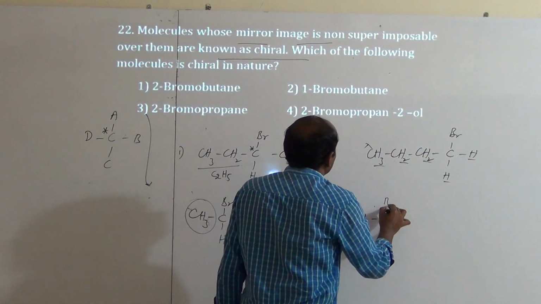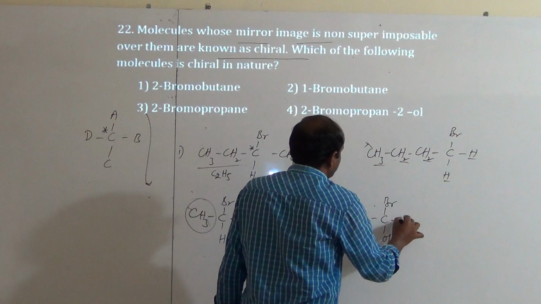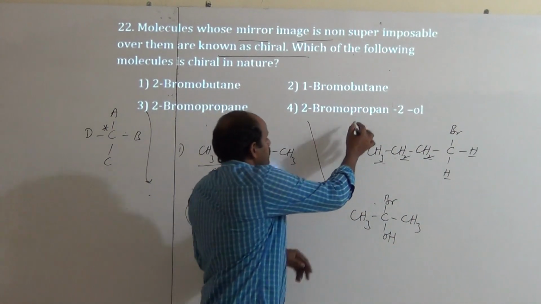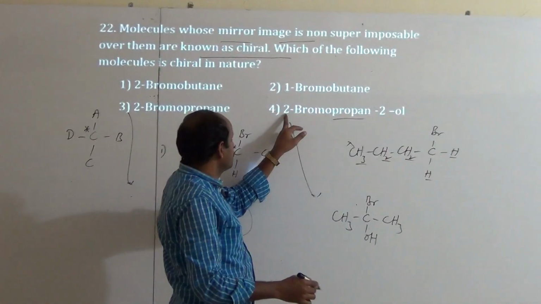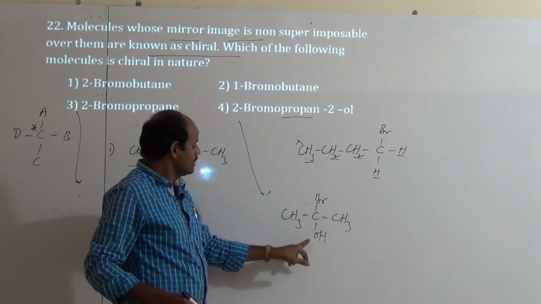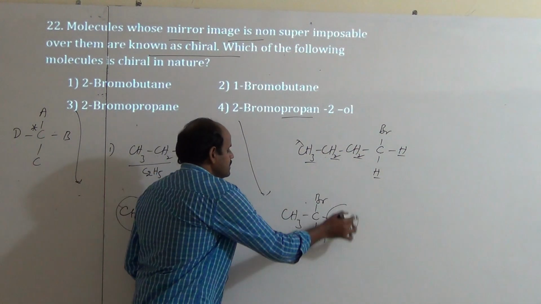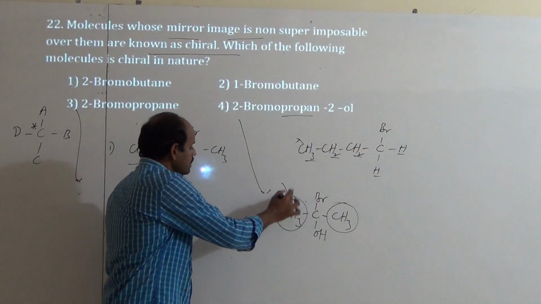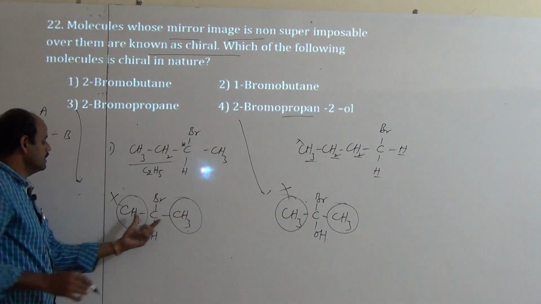2-bromopropan-2-ol means, so propane they given 3 carbons, on the second carbon atom Br is there, OH is there. These are different, but what about these CH3 groups? These two are same, hence it is not a chiral one. It is also not a chiral one.